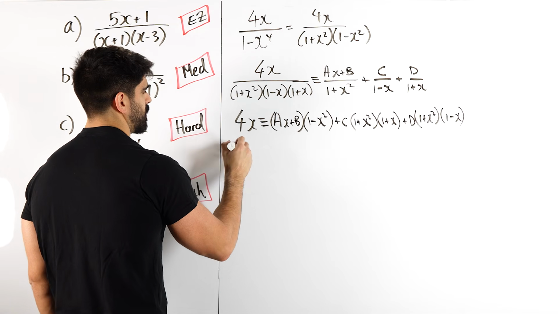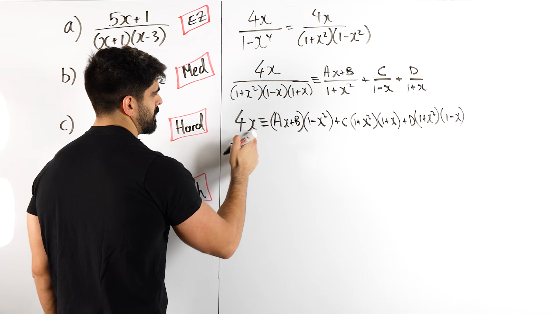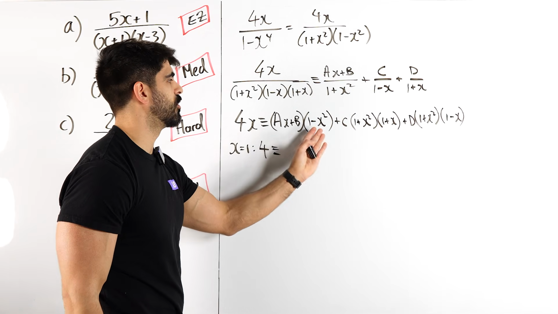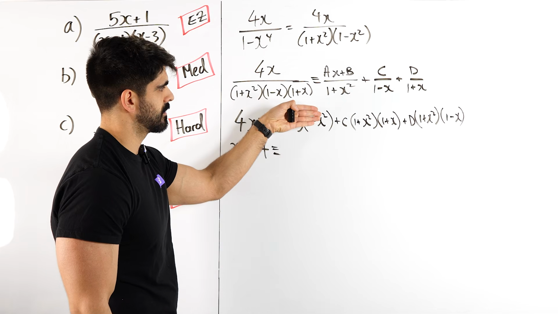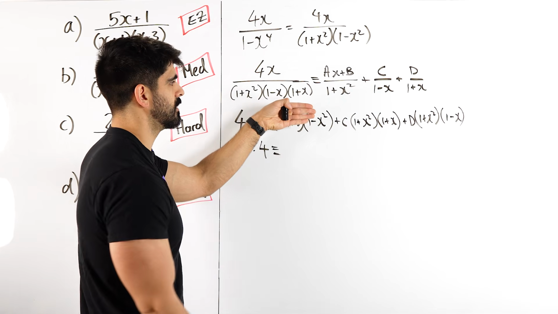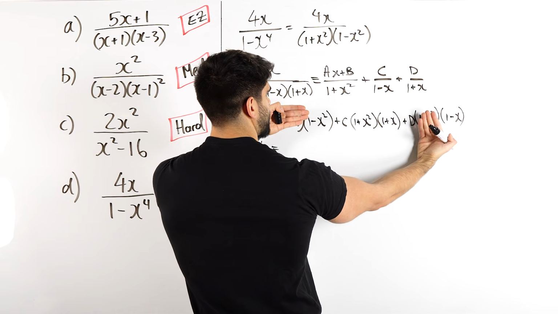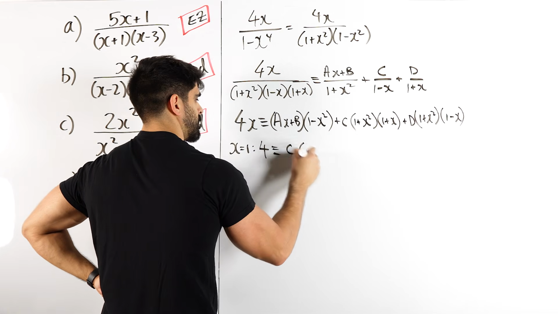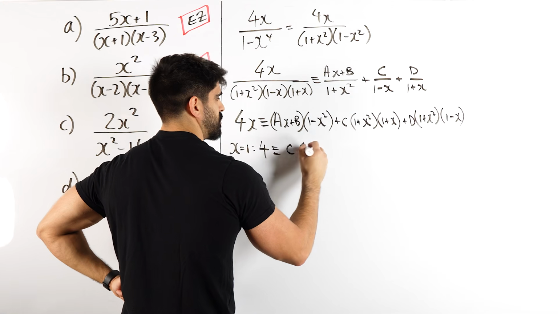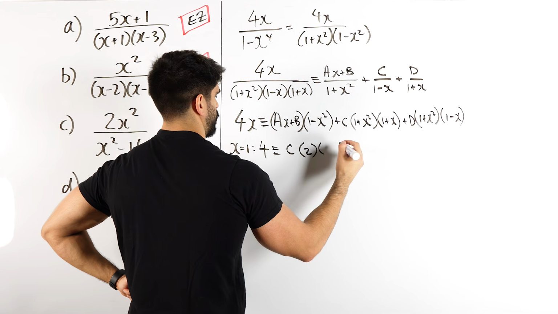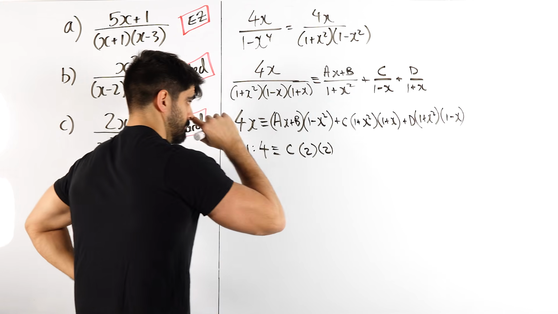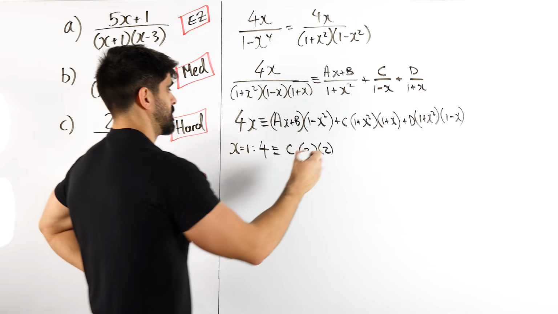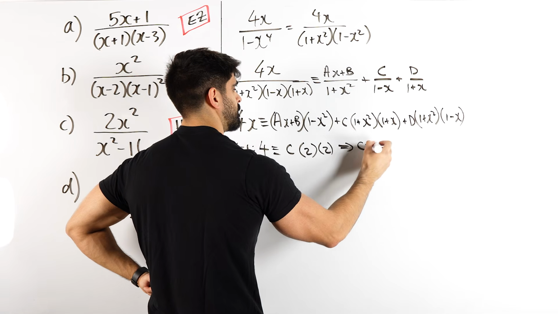Here I can sub in x as 1. I get 4 is equivalent to. When I sub in 1, that just gets rid of this whole thing. That's great. When I sub in 1, this goes as well because that's 1 minus x. We're going to be left with this. We're going to get c, lots of 1 plus 1 squared, which is 2, 1 plus 1, which is 2. Just making sure I've done that right. Yeah. So c is 1.